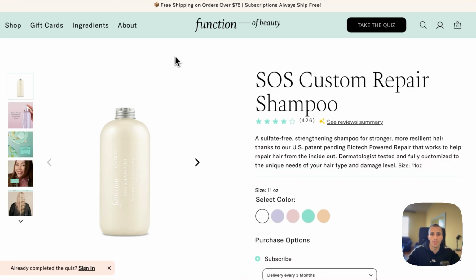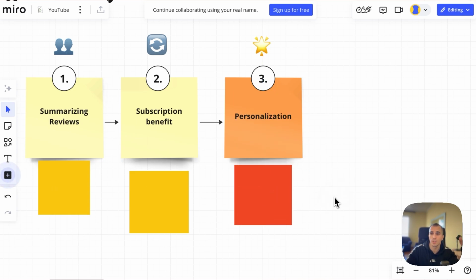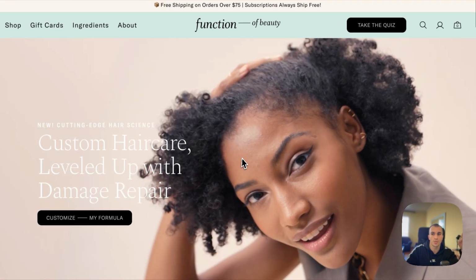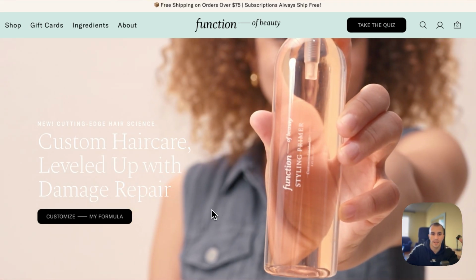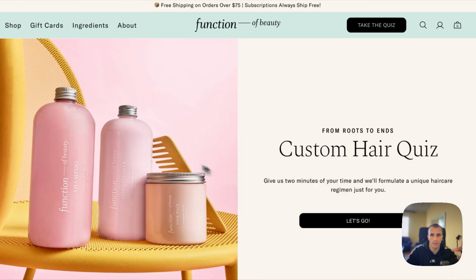So the third thing, which is perhaps the most important thing for increasing the conversion rate, for increasing the AOV and for increasing the repeat purchase rate, is how they are using personalization when it comes to their first purchase customers. What I mean by that is, when you go to the home page, the main CTA of the whole website is "customize my formula." And when you click on that, you get redirected to this page.